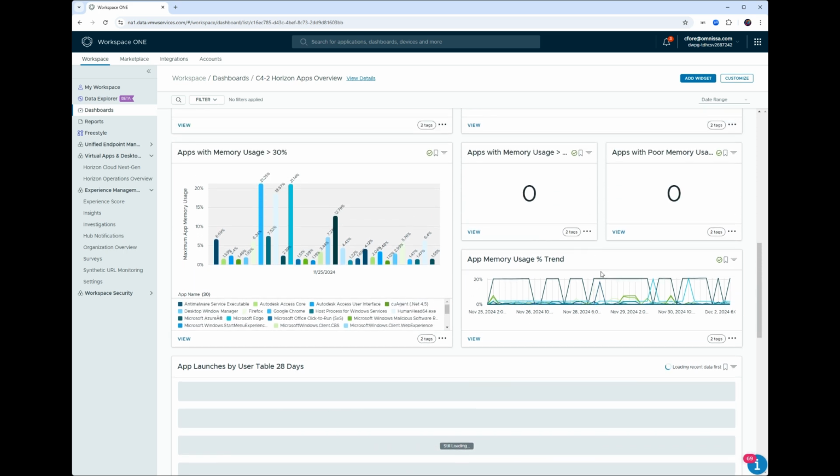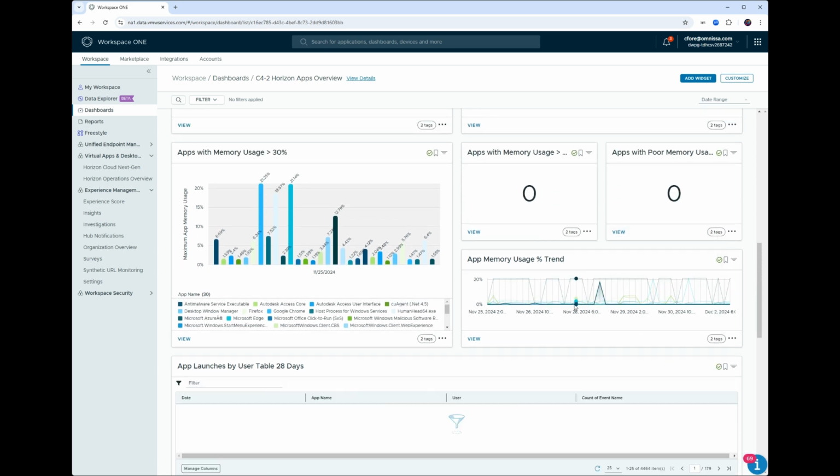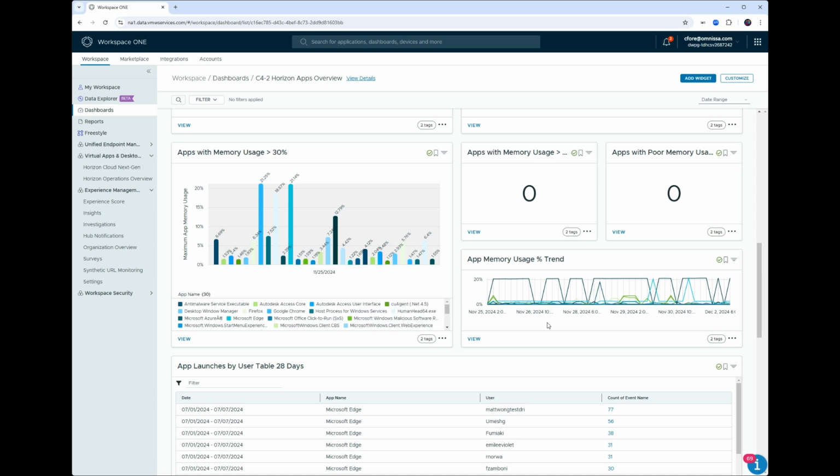The same would be true for memory. So if I'm trying to figure out, hey, in my Horizon environment, it looks like memory increased 30%, which apps had the most significant increase in memory over the last 14 days, 20 days, 28 days? Those are going to be the types of questions that you may have. And so the data is definitely there to explore, building out the widget so that we can answer those types of questions.